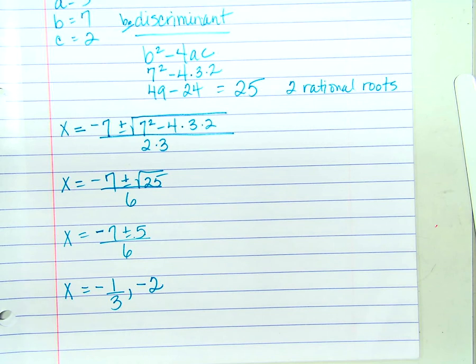Okay, wait, so thinking back to my fundamental theorem of algebra, it says if I have a degree of 2, which I do because it's a quadratic, how many solutions should I get? 2. How many did I get? I am amazing.